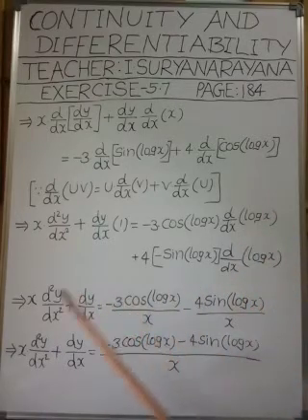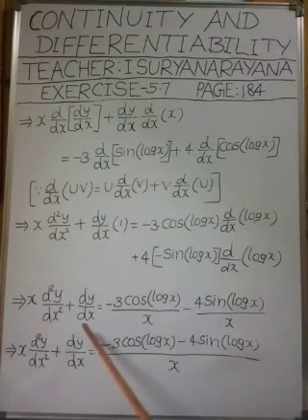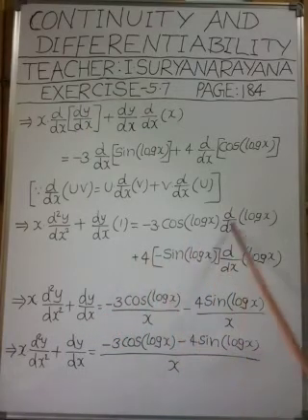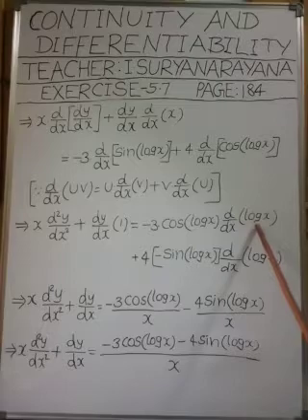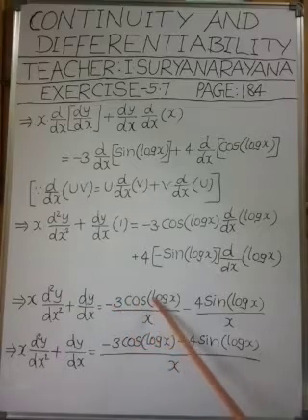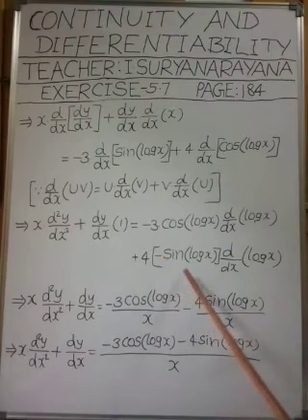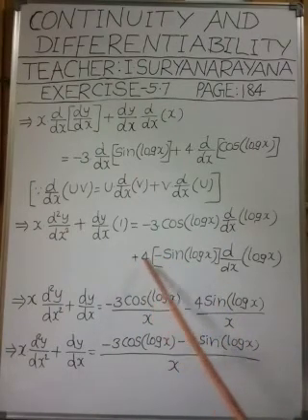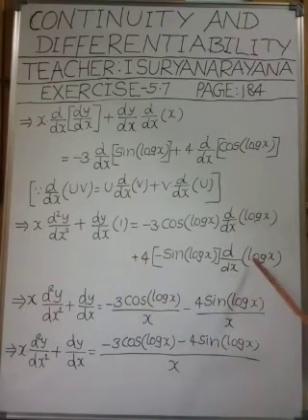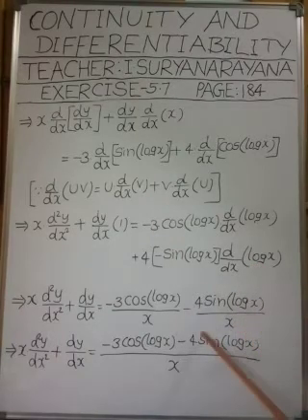Right. This implies x into d square y by dx square plus dy by dx. I wrote LHS. Understood this LHS, my children? Right. Is equal to, come to RHS. What is the value of d by dx of log x? 1 by x. So by simplifying this term, we get the first term as minus 3 cos of log x by x. Understood this first term, my dear children? Right. Now come to second term. What will you get the sign? Minus, plus into minus, minus 4 sin of log x. What is the value of d by dx of log x? 1 by x. So we wrote as a denominator x. Understood this second term, my dear children?